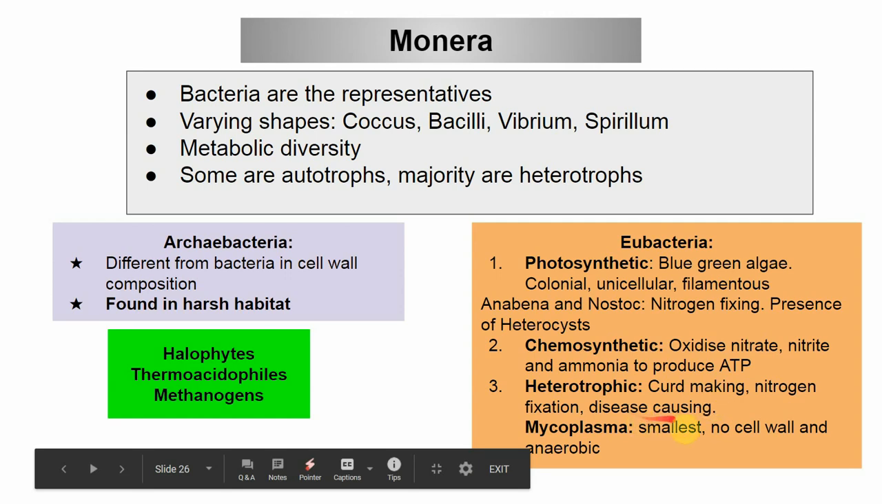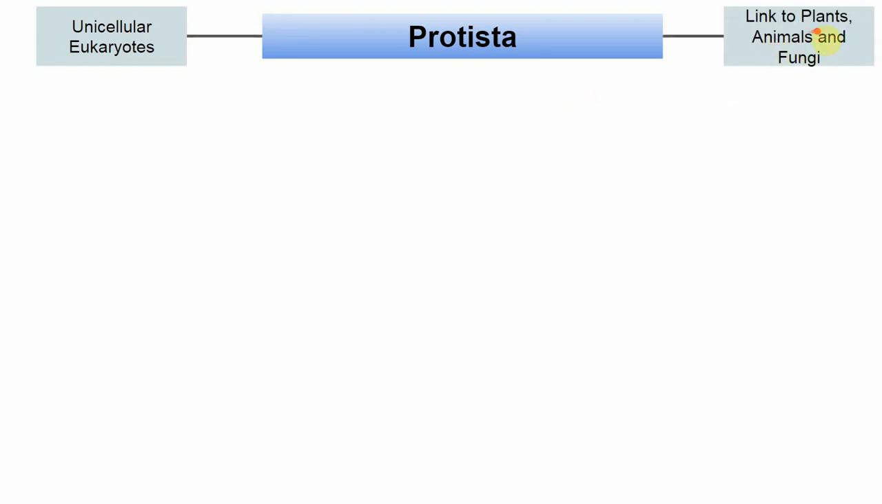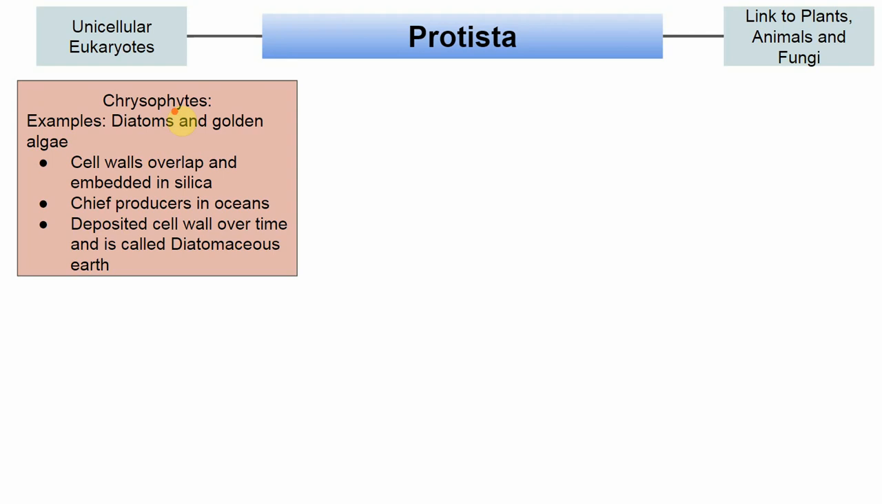Mycoplasma is known to be the smallest living being. It has no cell wall and is anaerobic in nature. Protista mainly includes unicellular eukaryotes. They provide a link to plants, animals and fungi. Chrysophytes are one representative of Protista. Examples mainly include diatoms and golden algae.